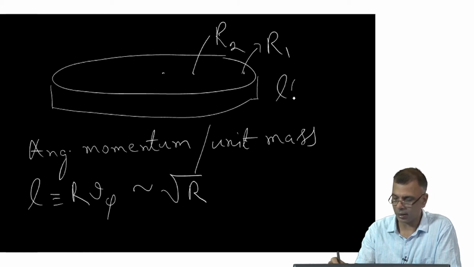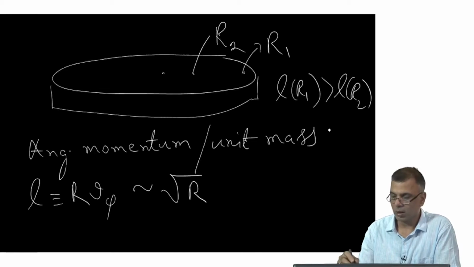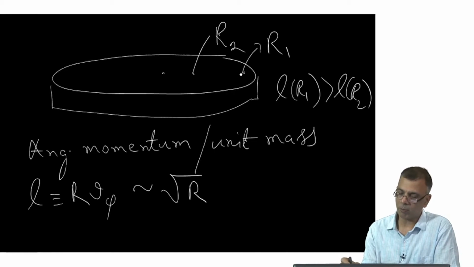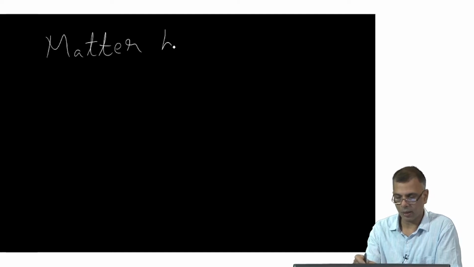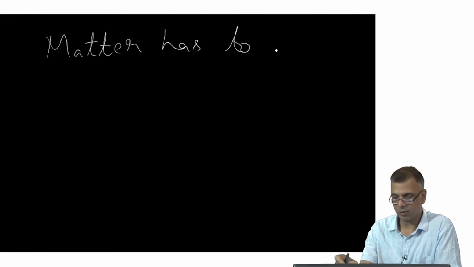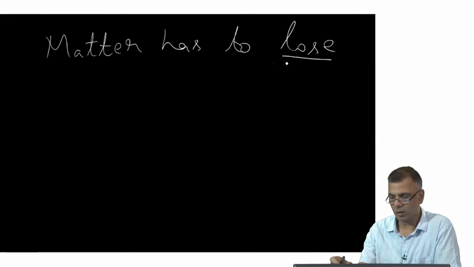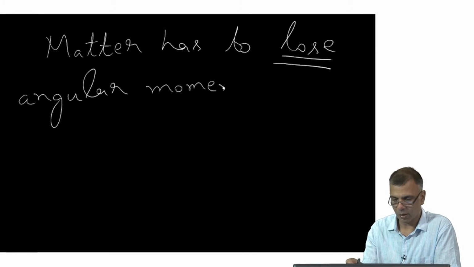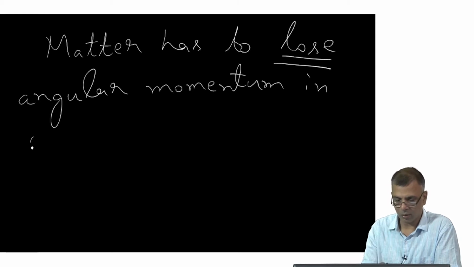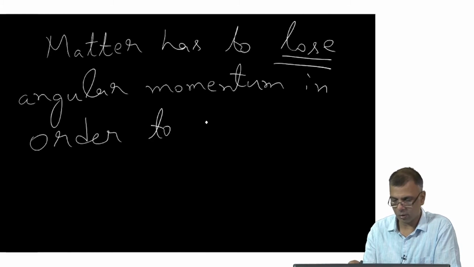So the L at r1 is greater than the L at r2. So the angular momentum of a parcel of gas here is larger than the angular momentum of a parcel of gas here. That's what this formula is telling you. In other words, matter has to lose angular momentum in order to accrete.